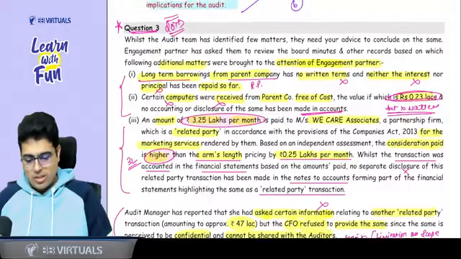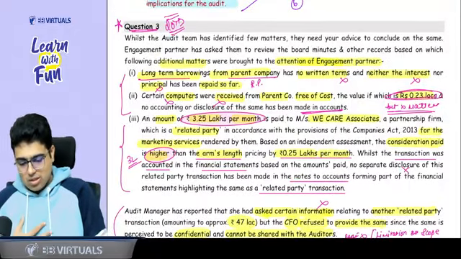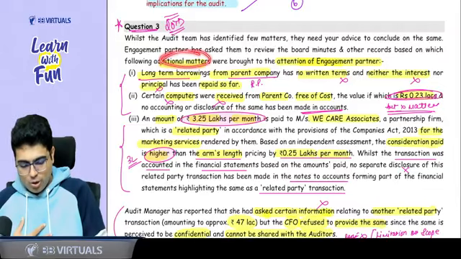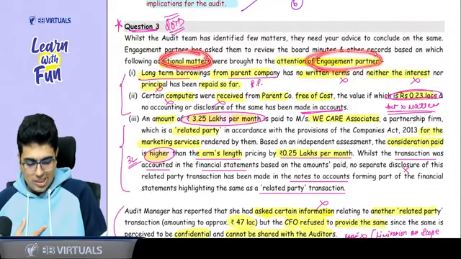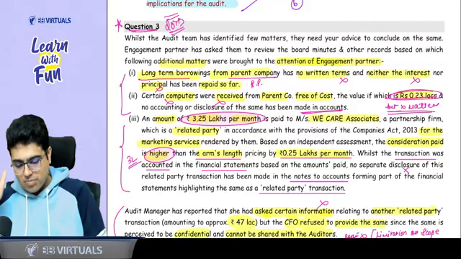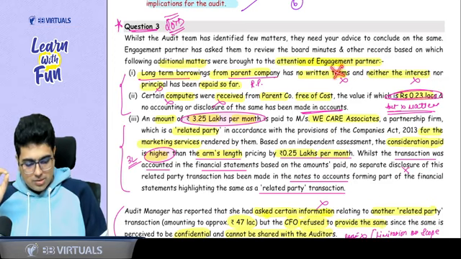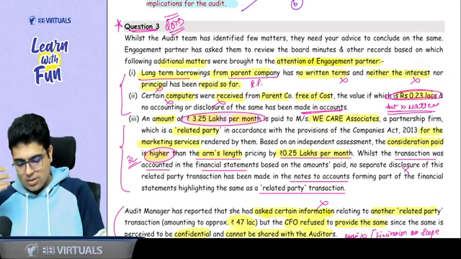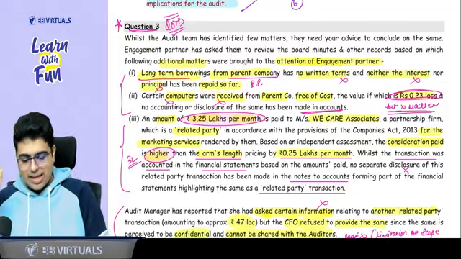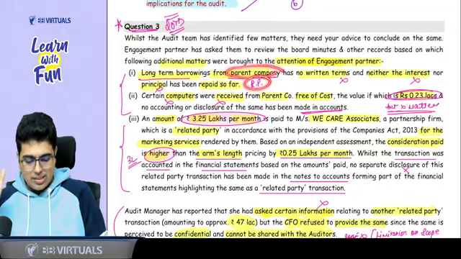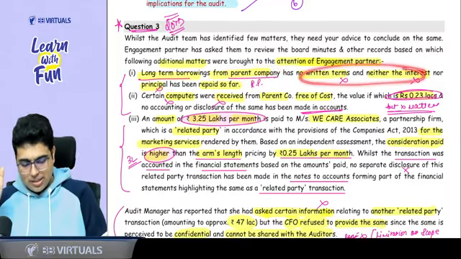Let's read the question. So in this question it says, as an auditor, you have brought following additional matters to the attention of engagement partner. First point, there is a long-term borrowing from a parent company. There are no return terms. Neither the interest nor the principal has been repaid. Can I say parent company is a related party? Yes, sir. So this is a related party transaction.